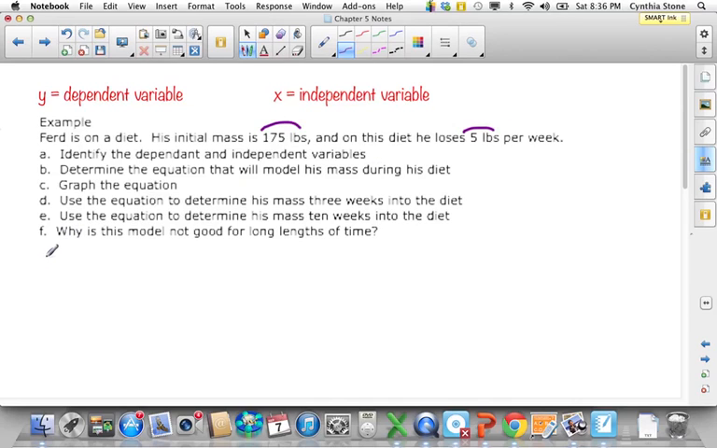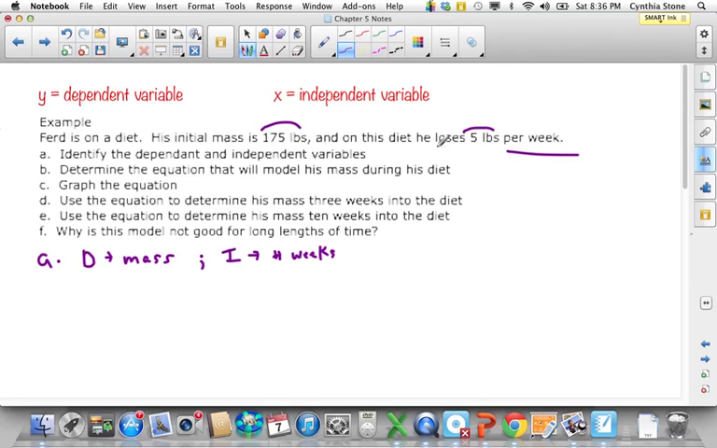Anyway, so it says identify the dependent and independent variable. Well, the dependent variable is going to be his mass. I'm going to go D equals, or D is mass, okay? And that mass is dependent on how long he's on his diet. So therefore, the independent variable is number of weeks. And again, that makes sense because it's time. Independent is always time.